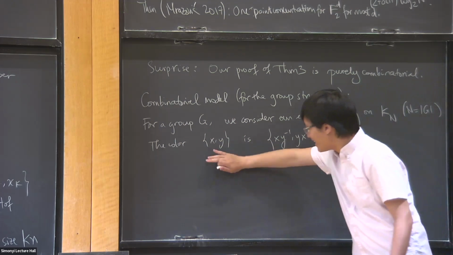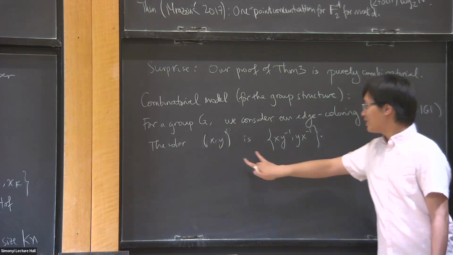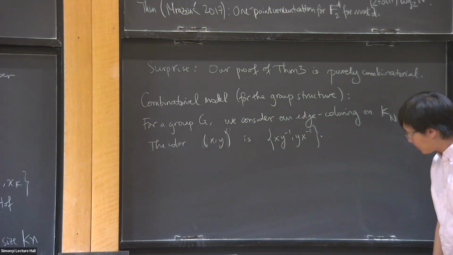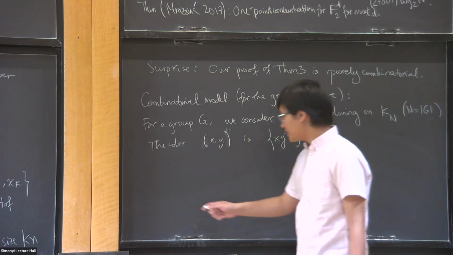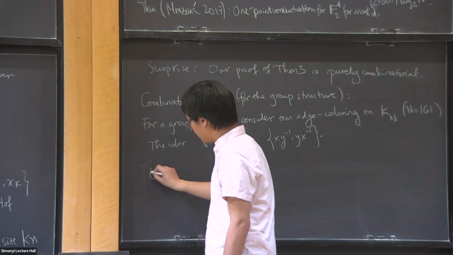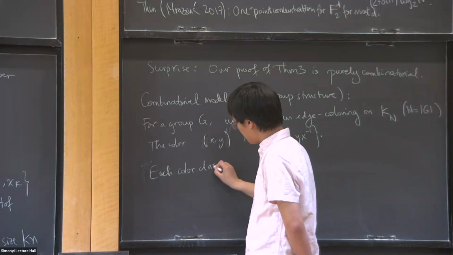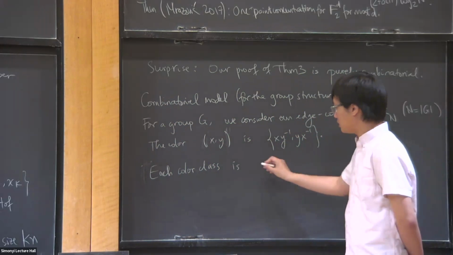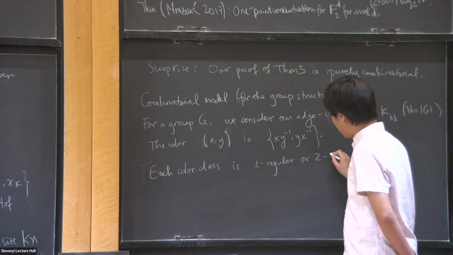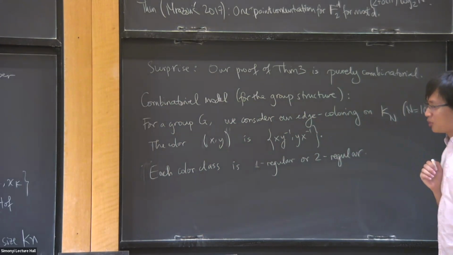Okay, so this is an edge XY, and this is the color that we assign to this edge, which takes value corresponding to this equivalence class of elements in the group. Okay, so now we see that in particular, each color class in this coloring coming from the group is going to be either 1-regular or 2-regular. But in particular, each color class is going to have degree at most 2.